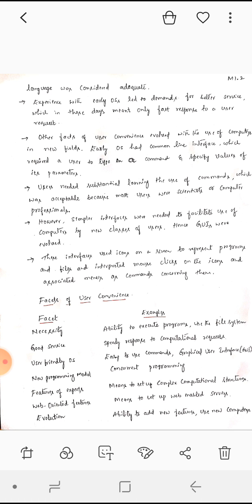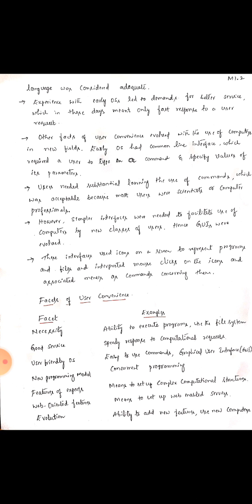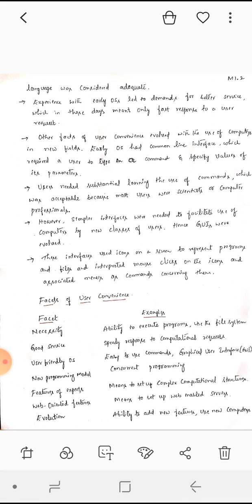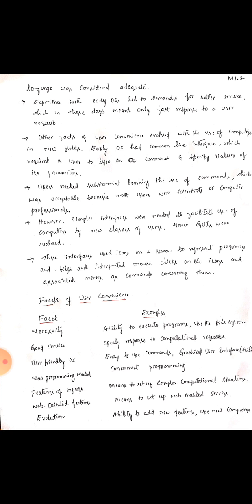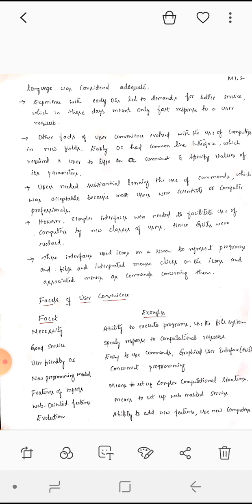When we are getting a good service, we say that it is easy to learn, then the service is good. If it is really difficult to learn, then we say that this is not good enough to use, right? So user convenience is where, if it is easy for you, then it is definitely easy for a normal person to operate it. That is what we are saying.